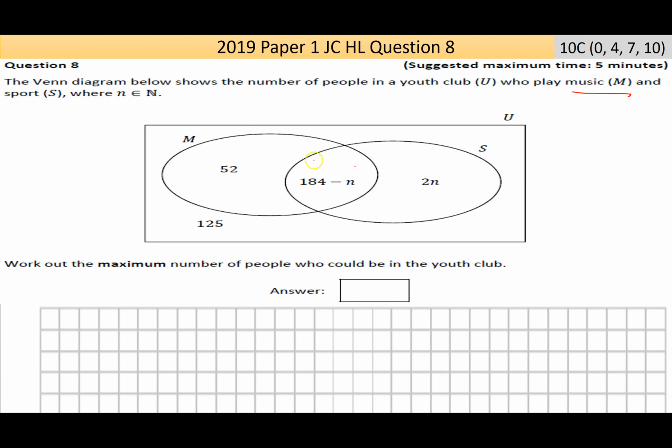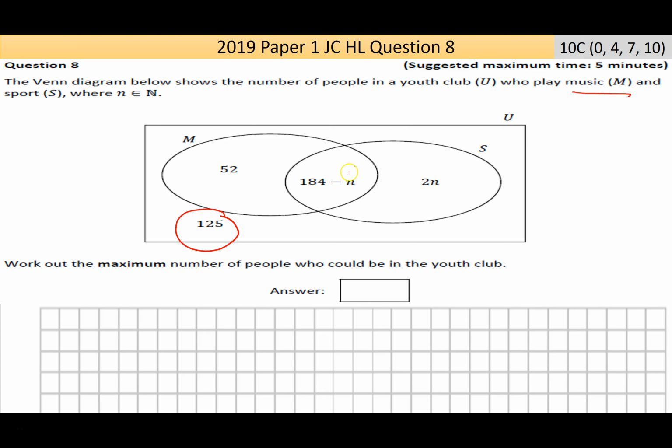So that's your commonality. And then whoever doesn't play either music or sports but is part of the U Club is out here. So there's 125 people who don't play music or sports. And then you have everybody else accounted for in here. So the question then is: work out the maximum number of people who could be in the U Club.